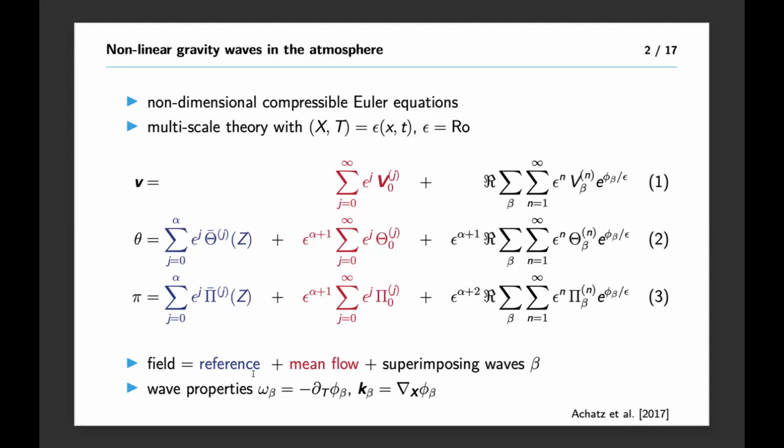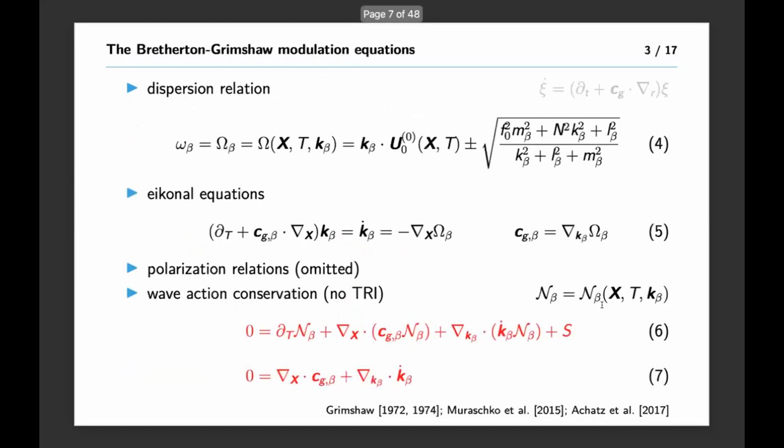And then, of course, we have the full field, which is the reference part, the mean flow part, and the superimposing waves. And from these phase exponentials, we know that the extrinsic frequency is just the temporal derivative of the phase, and the wave numbers are just the spatial gradients of the phase. And then we get the following results. I like to call these the Bretherton-Grimshaw modulation equations, usually just called the modulation equations. And you have the following ones, which are very important.